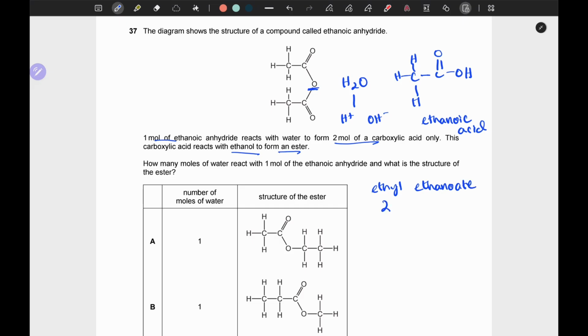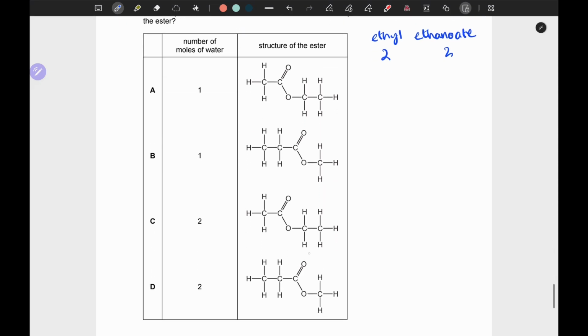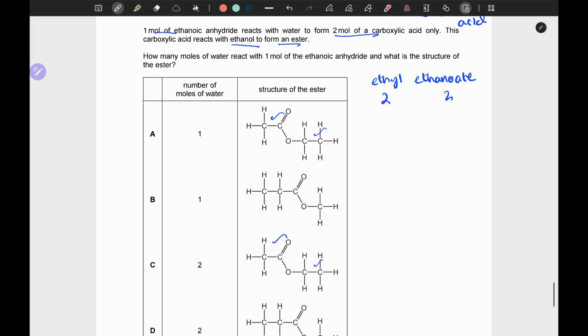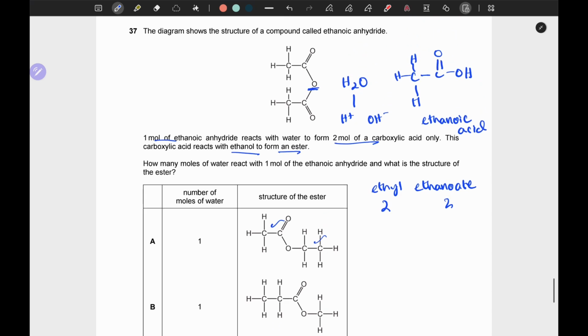So our ester should be ethyl ethanoate. Basically 2 carbons for the ethyl part and 2 carbons for the ethanoate part. And if you were to draw it, it would look something like this. So this has 2 and this also has 2. So it's between A and C. And how many moles of water do we need to break this down? We already saw that we only need an H plus and OH minus, so only 1 mole of water is required. So for 37, the answer should be A.